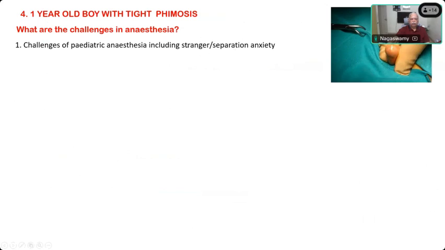separation danger and separation anxiety. This is the most important thing that will be happening in this age group. The child will not be very comfortable to be away from the mother. Any other challenges?